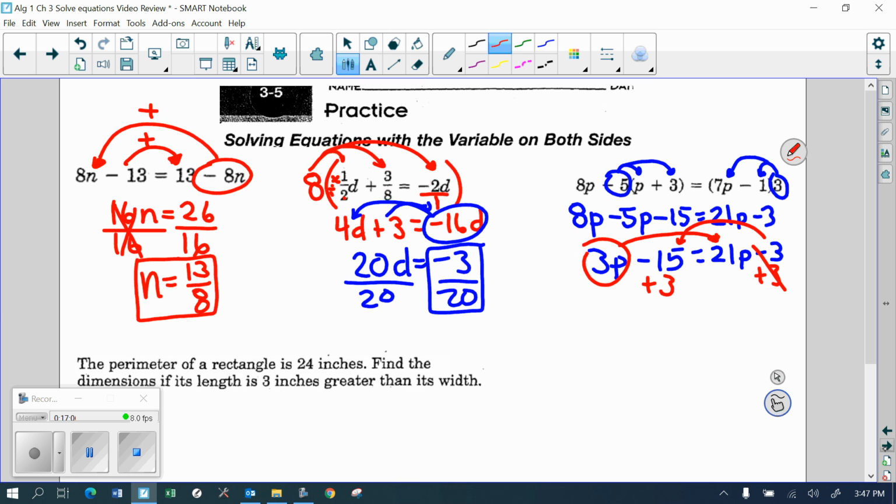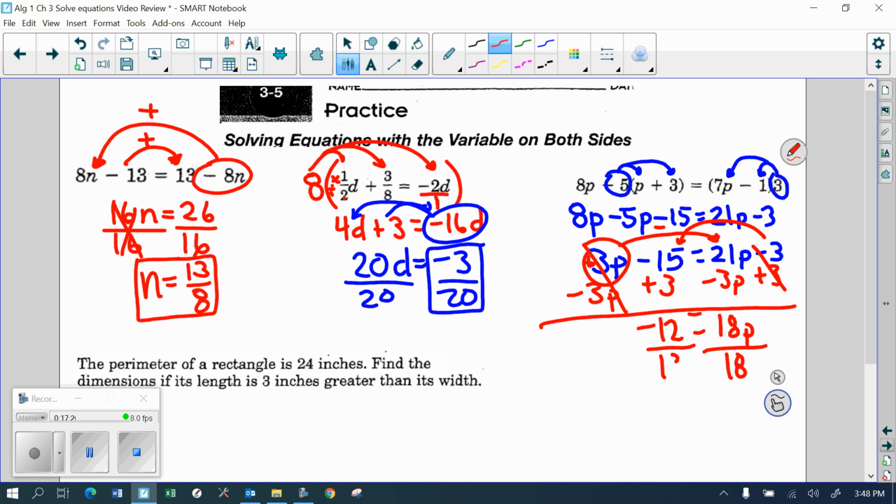The opposite of plus 3p is minus, so I'm minusing 3p. Line it up under like terms. So that's gone, that's gone. Negative 15 plus 3 is negative 12, and 21p minus 3p is 18p. Last step, solving for p, is to divide by 18.